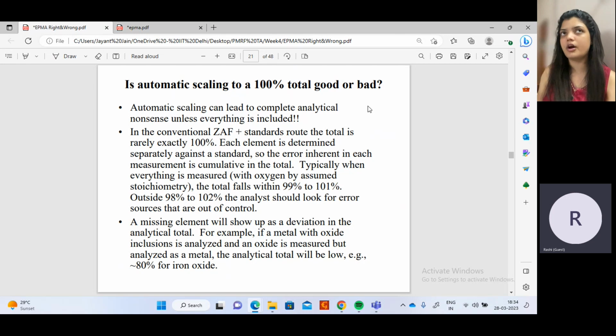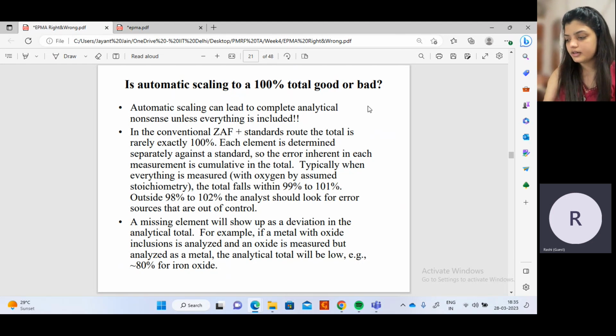But in WDS, if you are interested in knowing all the elements, it will take a lot of time. If you give only two elements for analysis, it will take some 5-10 minutes, but if you give all elements present, then it will take more time. That's not the case in the EDAX, but that's the case in WDS. So in convenience, ZAF plus standard route, the total is rarely 100%.